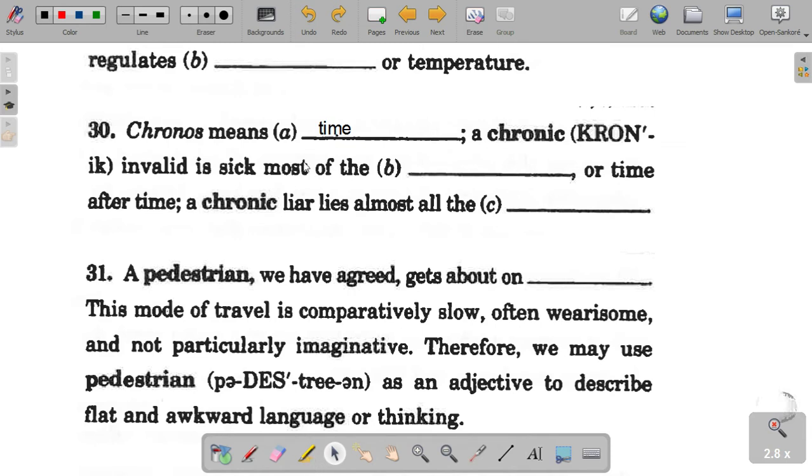And then chronic, a chronic invalid is sick most of the time or time after time. There are illnesses that come and go, like you have the flu, but the flu is not a chronic illness. Chronic illness would be something that really doesn't ever go away completely. It's someone who's almost constantly sick. And a chronic liar lies almost all the time.